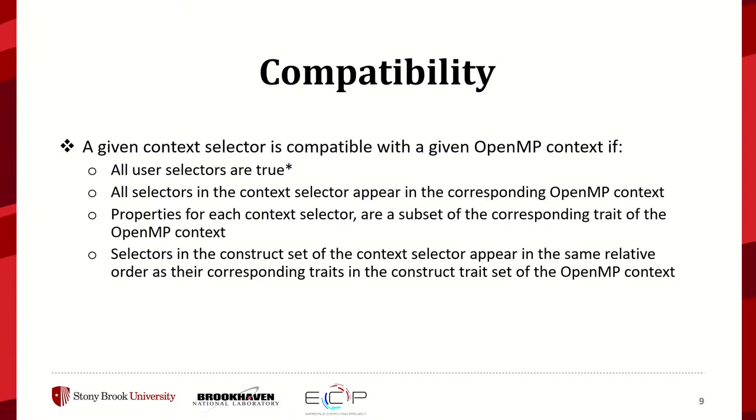Now, this is by the actual definition of metadirective as specified by OpenMP. We took a cue from Yan's work and extended the user selector to resolve the condition at runtime as well. The next point is that all selectors in the construct, device, and implementation sets of the context selector appear in the corresponding trait set of the OpenMP context. Next, for each selector in the context selector, its properties are a subset of the properties of the corresponding trait of the OpenMP context. Finally, selectors in the construct set of the context selector appear in the same relative order as their corresponding traits in the construct trait set of the OpenMP context.